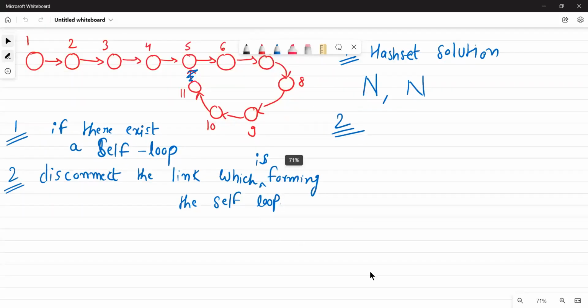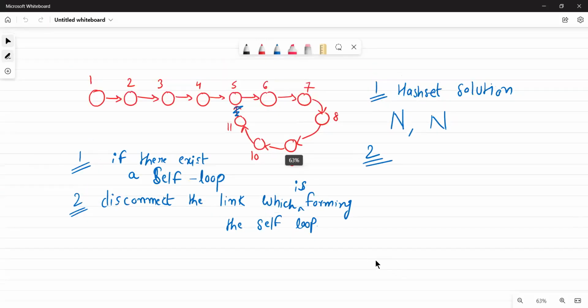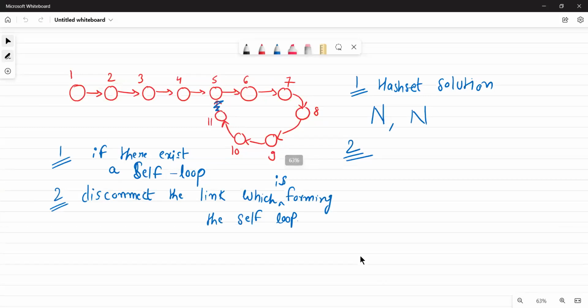No, that's what I was asking. You guys are saying slow and fast pointer, and I was like, how come the slow and fast pointer comes into picture? We have not discussed it ever. Okay, fine. We'll discuss it right now. Just give me a minute.